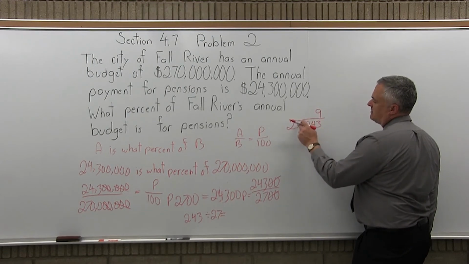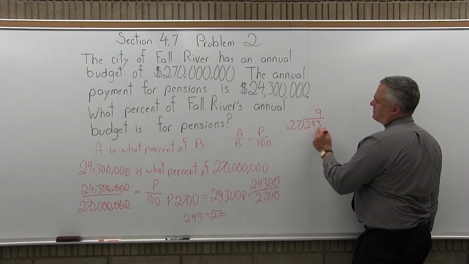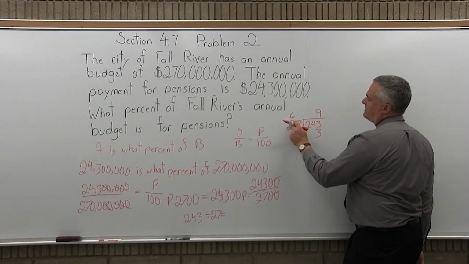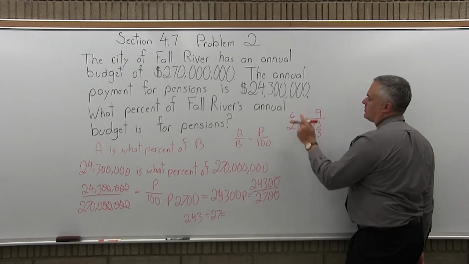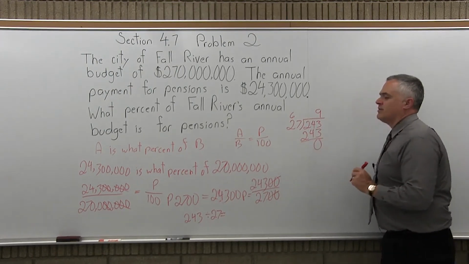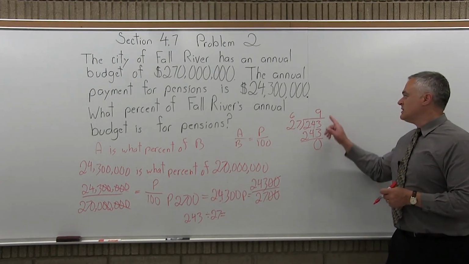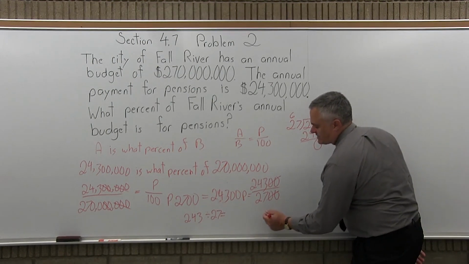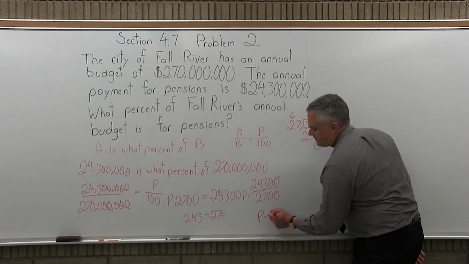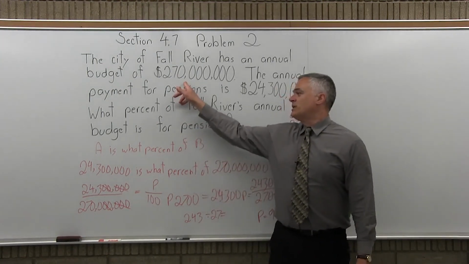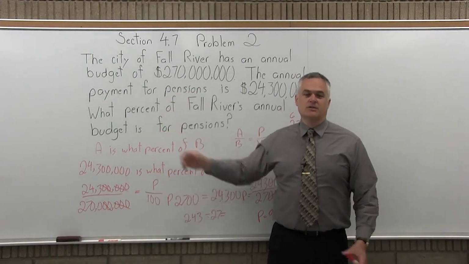9 times 7 is 63. So the 3 matches. That's good. Write the 3, carry the 6. 9 times 2 is 18, plus the 6 more that we carried, 24. So it works perfect. 243 minus 243, remainder is 0. So I get an answer of 9. What that means is P is 9, so that's 9%. So what percentage of Fall River's overall budget is for pensions? 9% goes to paying pensions.